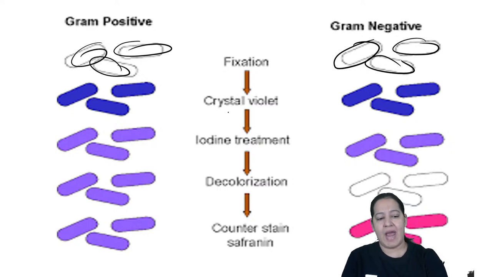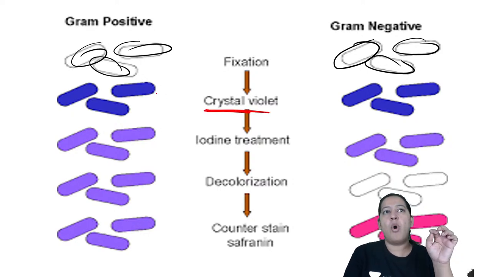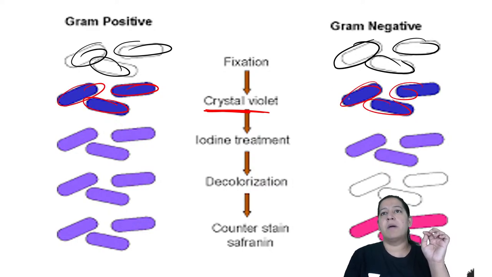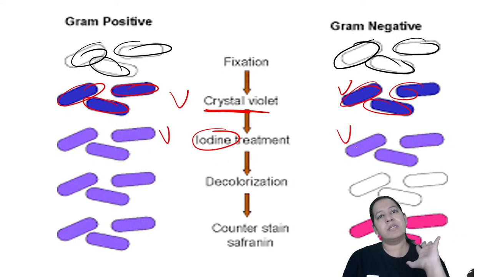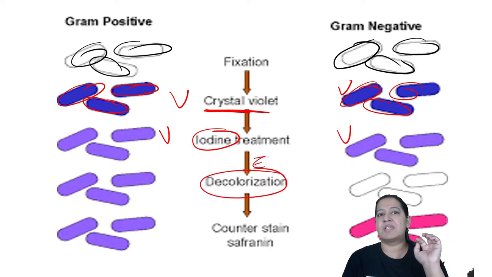All bacteria are transparent. First you are adding a primary stain which is violet, so all will become violet. This is violet, this is also violet, so all will become violet. You use iodine, so the violet color is fixed inside. Iodine is the mordant, it will fix the violet color. So it is fixed inside. Then you use the decolorizer, which is ethanol.